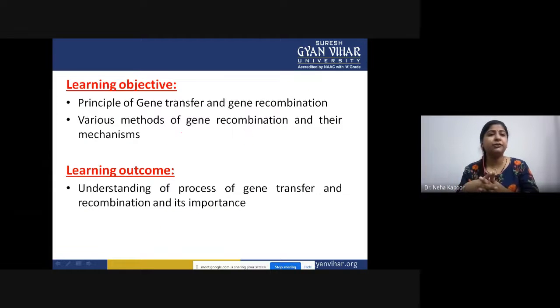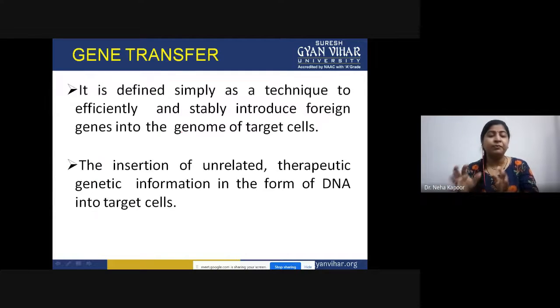The main learning objective is that you will get to understand the principle of gene transfer and genetic recombination, and the different types of mechanisms and methods that we can use and normally implement in our routine experiments also. So starting with the first thing, gene transfer. As the name suggests, we are talking about the transferring of a gene.